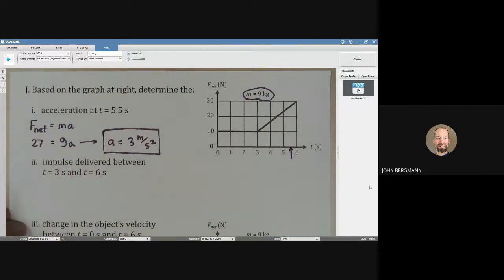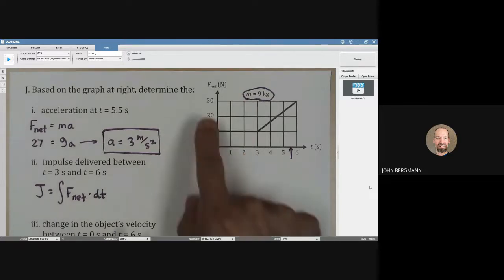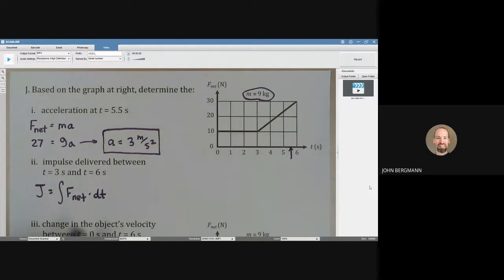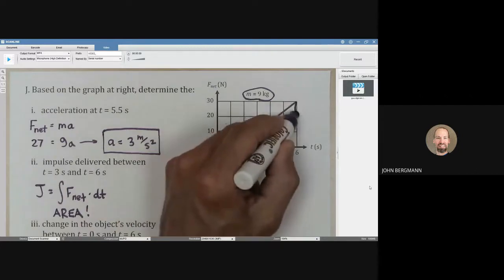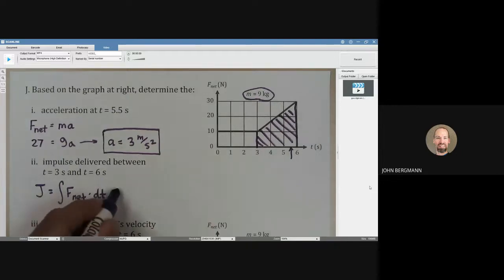What about the impulse? What's the impulse delivered between those two times? Once again, back to our big picture diagram, the impulse was symbolized capital J, and it is basically force multiplied by time, which for this graph, you can see we've got force on that axis, we've got time on that axis. So once again, we are looking for area here between 3 seconds and 6 seconds. So that's going to be that whole area right there.